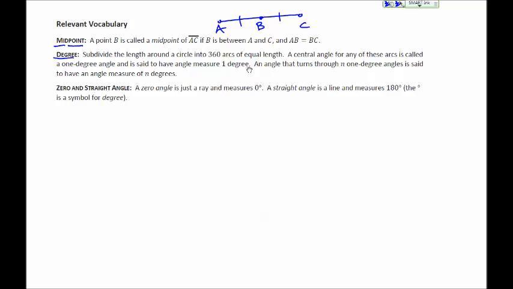Degree: if you subdivide the length around a circle into 360 little arcs, then the central angle of one of those is 1 degree. In other words, the whole circle is broken up into 1 degree increments. A zero angle is if the rays are exactly the same, and so your measure is 0. And a straight angle is when they're going in opposite directions and you have a straight line. Straight angle is straight line.